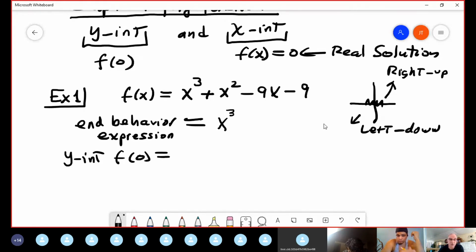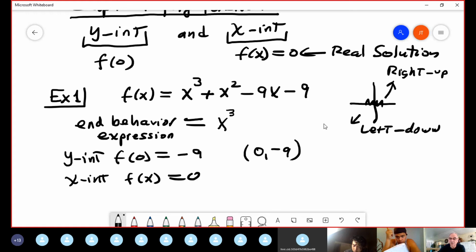The y-intercept is super easy. You evaluate at 0, plugging in 0, and the answer is negative 9. It's obvious. For a polynomial function, the y-intercept is the term that does not contain x, the term where x is missing. So the point is (0, negative 9), because x is 0 and the y value is negative 9. The x-intercept is always a little bit more complicated. You try to solve this equation.